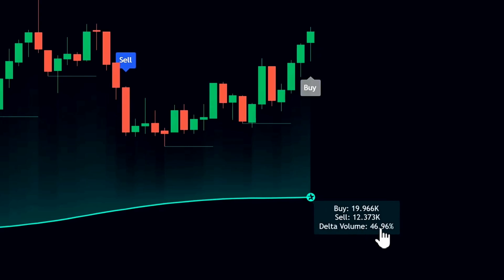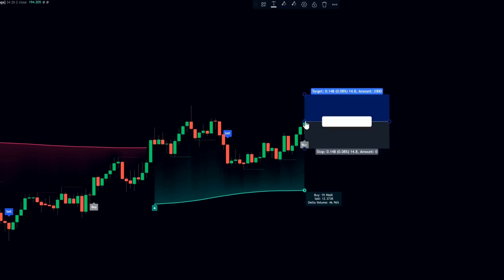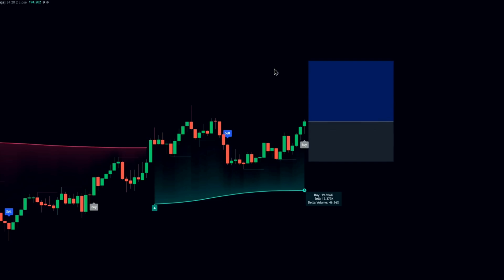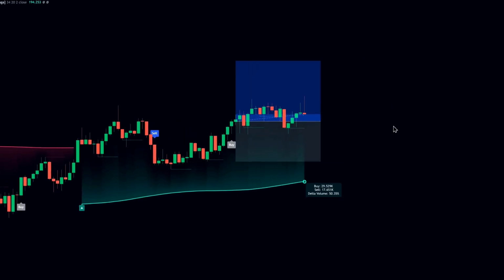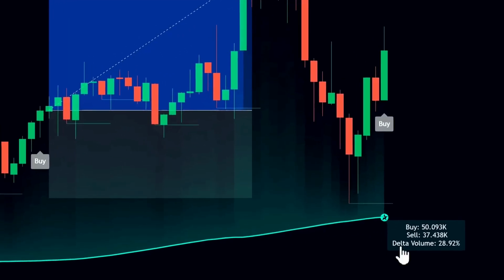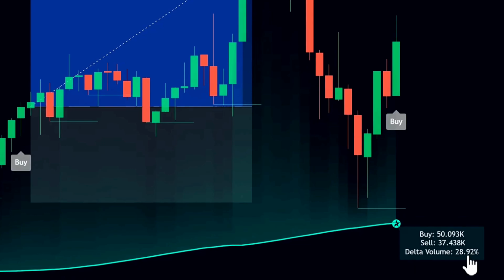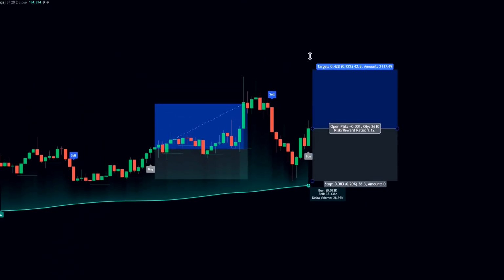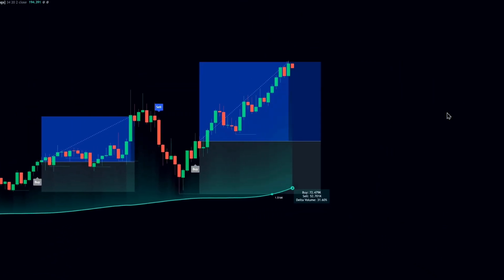In this example, we see delta volume above 20%, so we take a long position with a stop loss just below the recent swing low. Target a 1.5 to 1 risk-reward ratio, and this trade was a winner. Just a few candles later, we get another buy signal with the same conditions, a bullish trend and delta volume above 20%. This trade would have been profitable too.